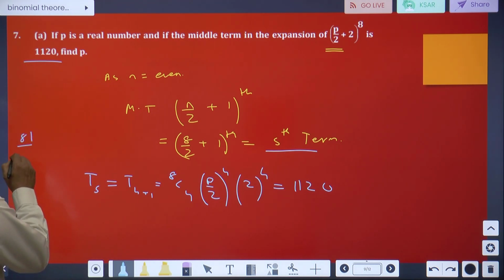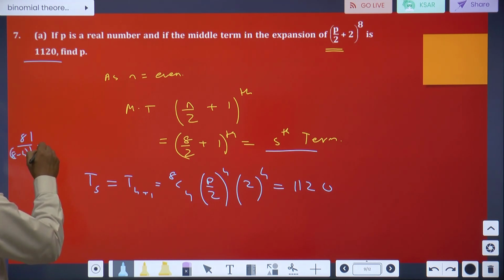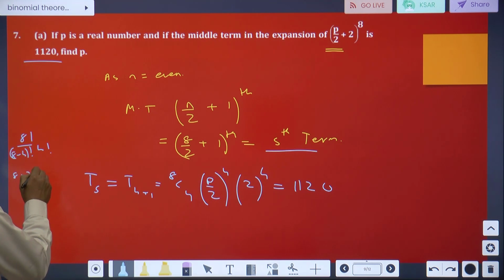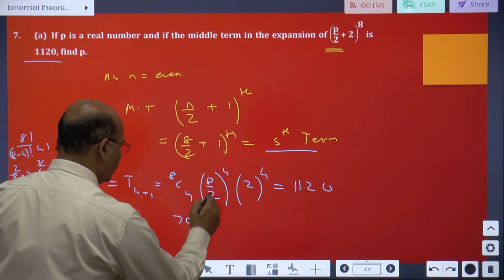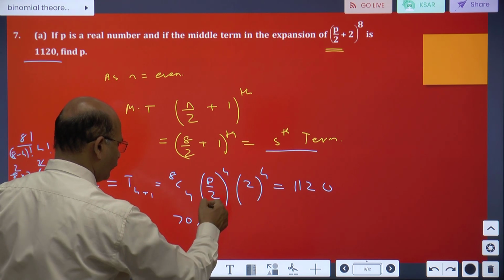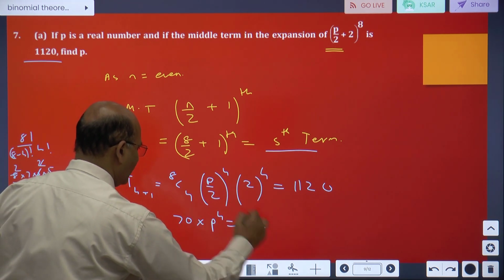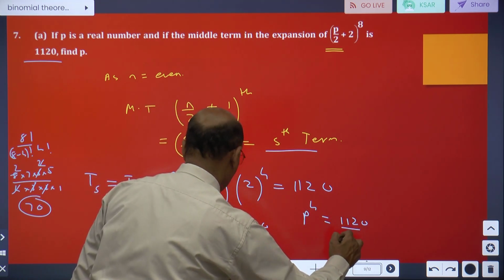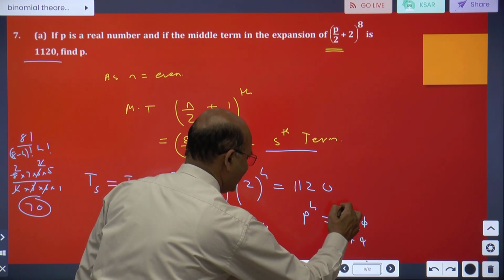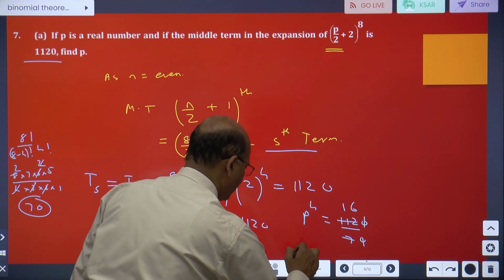8 factorial upon 8 minus 4 factorial into 4 factorial. So 8 into 7 into 6 into 5 upon 4 into 3 into 2 into 1. So 3 2s are 6, 4 2s are 8, 2 gets cancelled. 70. Are you getting 70? Right. So 70 into, this is 2 raised to 4 and 2 raised to 4 get cancelled, into P raised to 4 is equal to 1120. So P raised to 4 is nothing but 1120 upon 70, cancel. 7 1s are 7, 7 16s are 112. So P is nothing but 2.